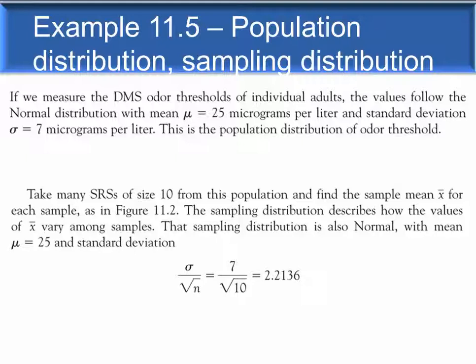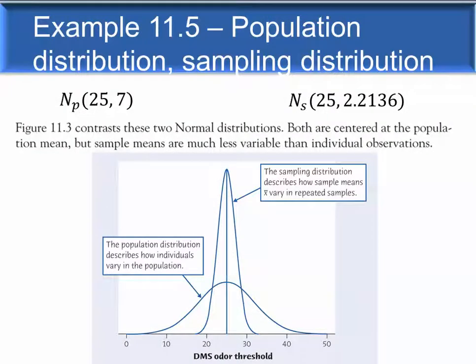The sampling distribution is also normal, and we can assume that the mean is the same as the mean of the population, 25. And the standard deviation is, according to the formula, sigma divided by the square root of n, where n is the number of people in the sample. So our standard deviation for the sampling distribution is 7 divided by the square root of 10, which equals 2.2136.